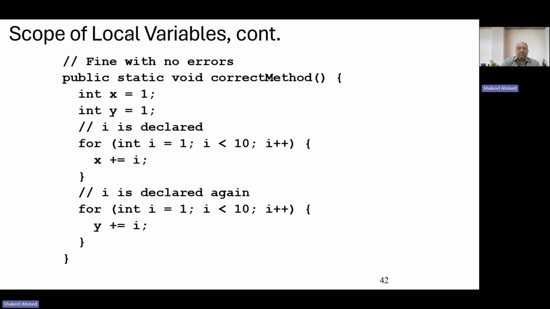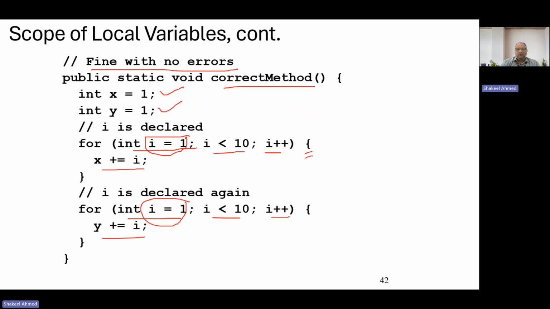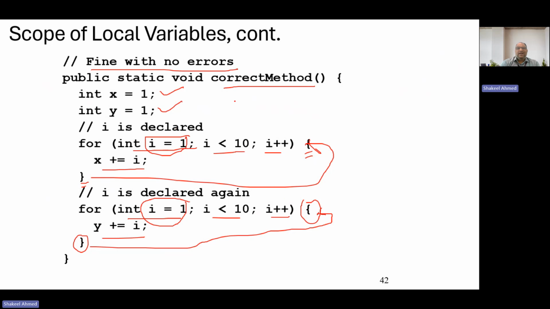Now have a look at this example, scope of the variable with no errors. It's fine without any errors. Why? Public static void, the method name is correct, method, x = 1, y = 1, and int i = 1, i < 10, i++, x += i. And the other one, i = 1, i < 10, i++, y += i. So i is declared here, and i is also declared here, but this is one block, so it will work only from here to here, and this i is from here to the end of its block. So there is no problem in declaring the scope of the variable locally if it belongs only to the one block where it is declared and where it can be used.